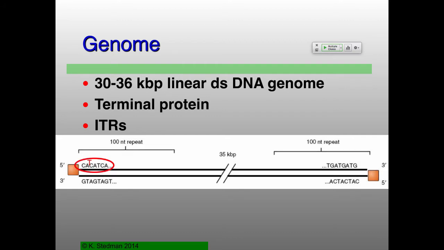So they circularize when you actually end up doing replication, exactly. So the panhandle model, to get a little bit ahead of ourselves.